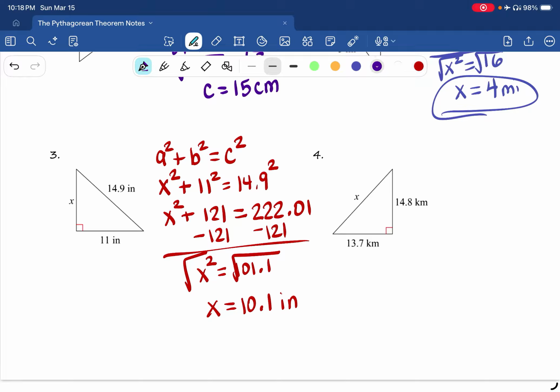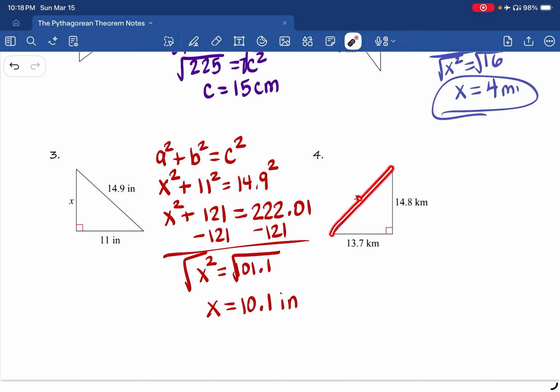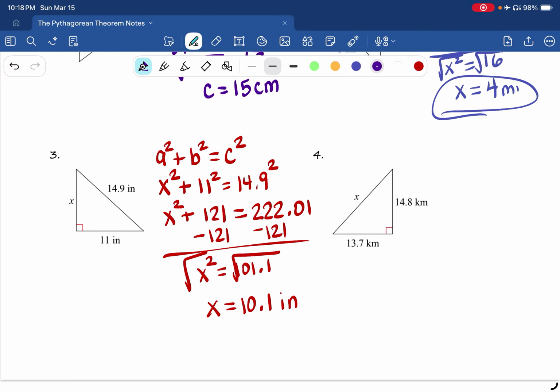So number 4, now we notice that x is on the hypotenuse. That's the side across from the right angle, so that will be our C. The other two sides will be our A and our B, our two legs. So we'll have 13.7 squared plus 14.8 squared equals x squared. Remember, a squared plus b squared equals c squared.